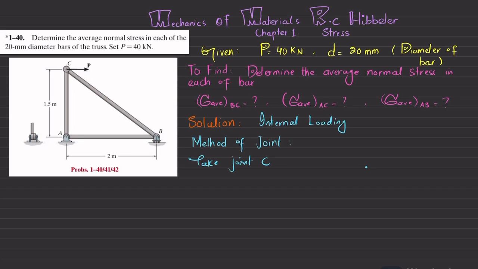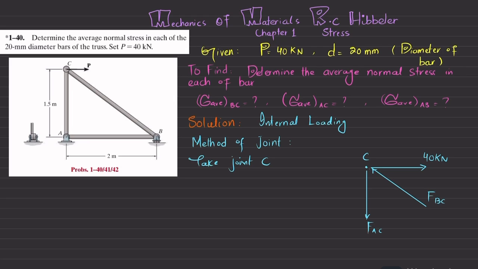Let this be joint C, where a load of P equal to 40 kilonewton is applied. At point C you can see there is a load due to member BC, and this BC will be in this direction. Clear? I will represent it as FBC. And at point C we have a load due to member AC that will be downward. It is represented as FAC.